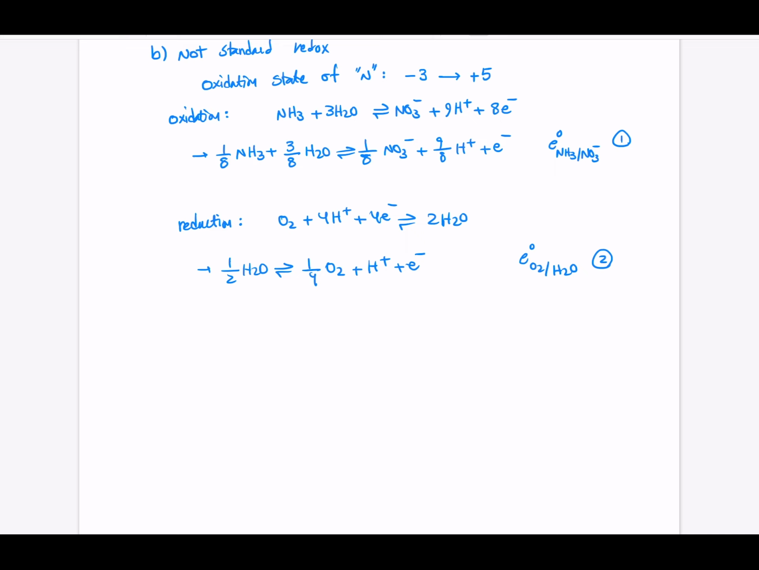So now the question is, how do we make the reaction in part B from these two reactions that we have information about? The other case was very simple. It was just one plus the reverse of the other one. How about now? How do we generate the overall reaction?